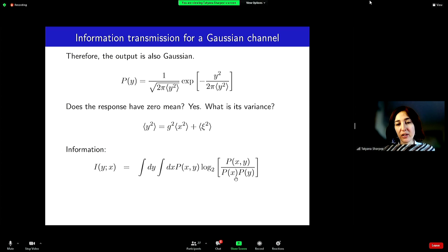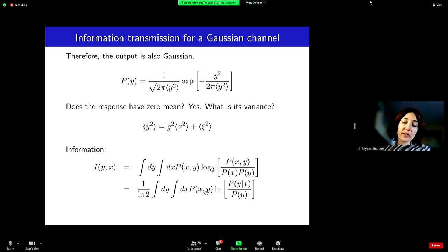Now we have an expression for P of X, we have an expression for P of Y, and P of X and Y we will write as a product of P of X and P of Y given X, so all the probability distributions are described. Instead of log 2, we write it as natural logs to help us out because we have exponentials here. P of Y stays, and P of X divides this probability to make it conditional. And we have expressions for this probability distribution because it's a function of the noise, and for this one, which is here.